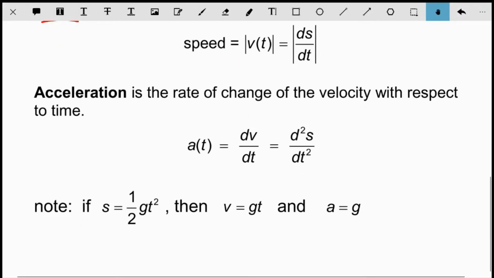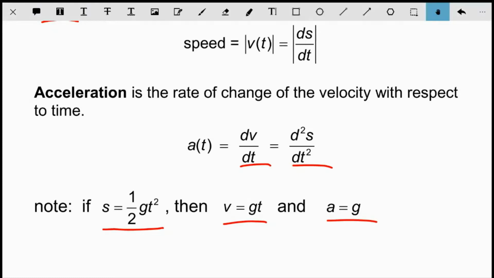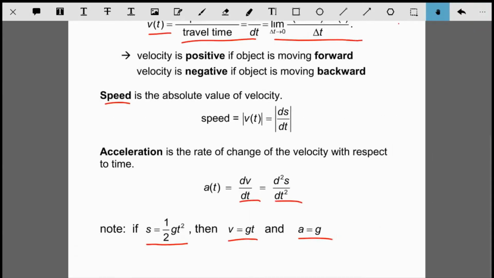All right, and then acceleration is the rate of change of the velocity with respect to time. And you can see here, in terms of how we find this, we just take the derivative of the velocity with respect to time, or the second derivative of the position function. So here's a simple relationship that we're typically going to see. Here's my position function, in this case, 1/2 gt squared. Take the derivative of that, we get gt, and then take the derivative again, and we get g, where here we're assuming g is the gravitational constant. Okay, so that's a really common relationship that you're going to see.